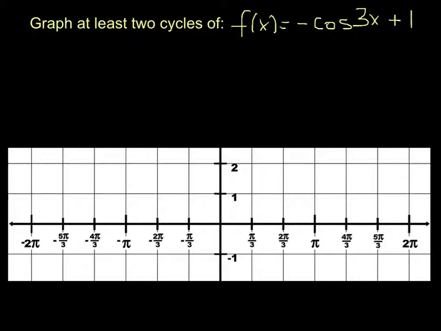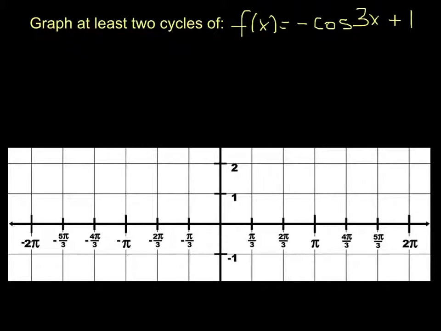For the function f of x equals negative cosine of 3x plus 1, I've got a couple of changes I really need to pay attention to. First of all, it's a negative cosine. So instead of starting at the max, the negative is going to make it start at the min. I'm adding 1, so the whole entire graph is shifted up 1. And my b term, I have a b now, is 3, which means it's going to complete 3 cycles for every 2 pi.